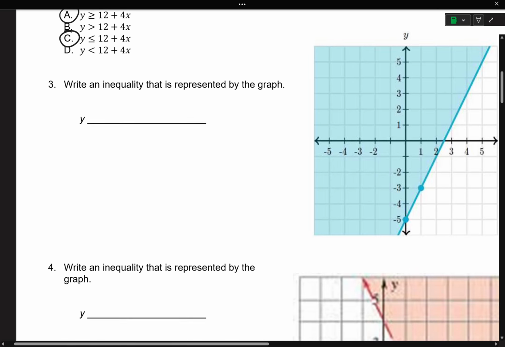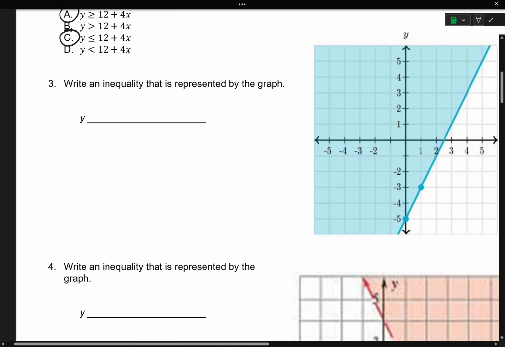Number 3, write an inequality that is represented by the graph. All right, well, first, we already have a y there. Perfect. You know what? I'm going to rewrite it because my handwriting is big. So, y. First, I need to decide on the symbol. What I notice about the line is that it's solid. So my symbol will definitely have a solid line underneath it.